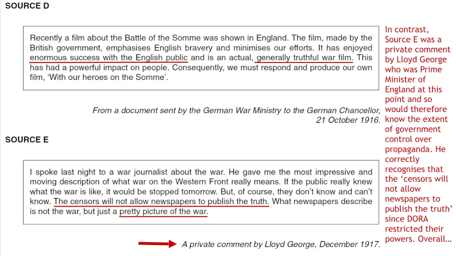So my answer. In contrast, Source E was a private comment by Lloyd George, who was Prime Minister of England at this point, and so would therefore know the extent of government control over propaganda. It makes sense, he's the Prime Minister. He correctly recognises that the censors will not allow newspapers to publish the truth since DORA restricted their powers. Overall, I'd probably argue that Source E was more reliable, more trustworthy than Source D because it's a British source written by a man who was in the know, who was in the inner circle of the government, so would know exactly what's going on in terms of propaganda. Whereas the German one, although it is reliable, doesn't have that insider knowledge. Okay.